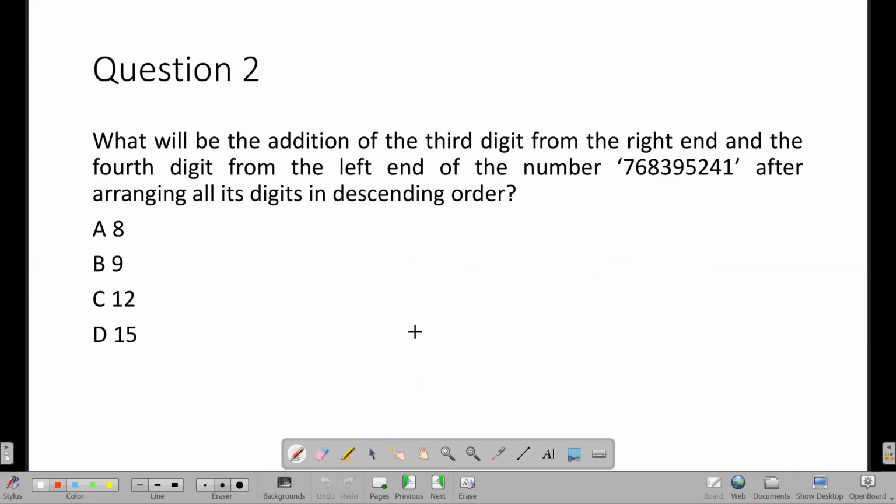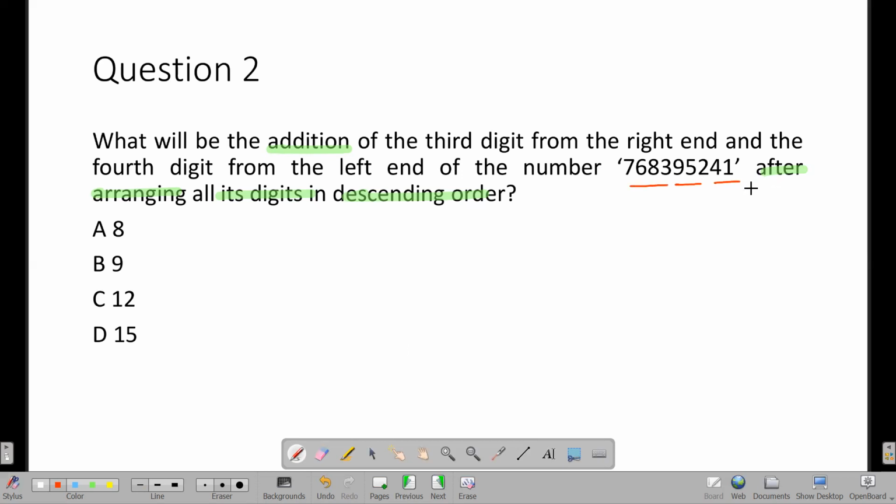Read this question carefully. In this question, you are asked, what will be the addition of the third digit from the right end and the fourth digit from the left end of the number 768395241 after arranging all its digits in the descending order. Descending order means what? From the largest number to the smallest number. That is, from the largest digit to the smallest digit you have to arrange.